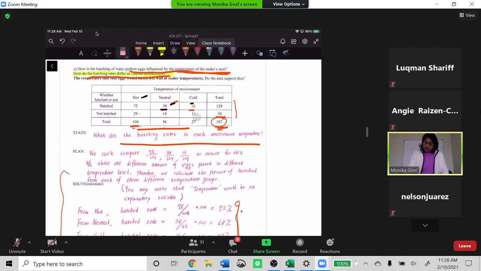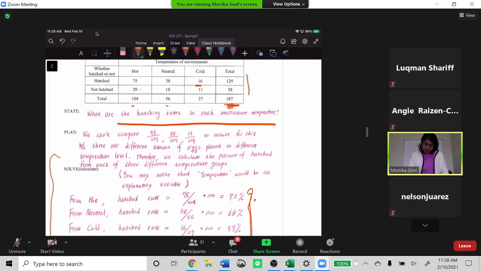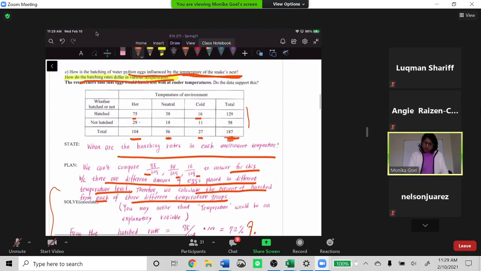So what I will do, first of all, let's see the plan of action. So we can't compare this and this to answer for this because there are different amounts of eggs placed in different temperature levels. In hot, there are 104. That's why I have a bigger number, and here 56 and 27. Therefore, we calculate the percentage of hatch from each of three different temperature groups. And then we will compare. So if we are looking for what are the hatching rates, we will compare within each temperature how much is the hatching rate when that many eggs were placed.